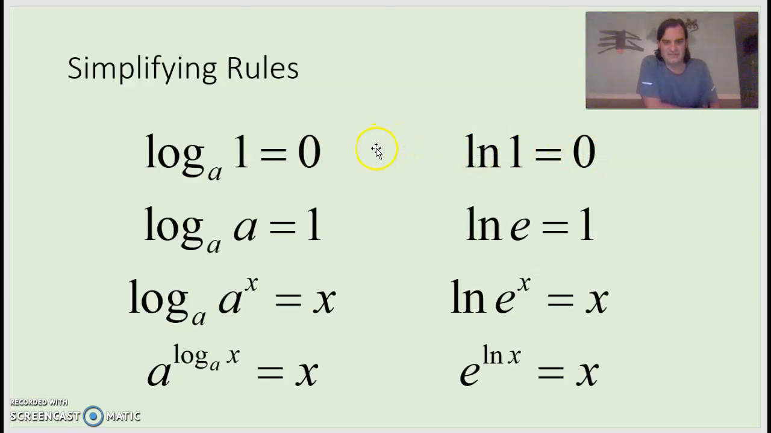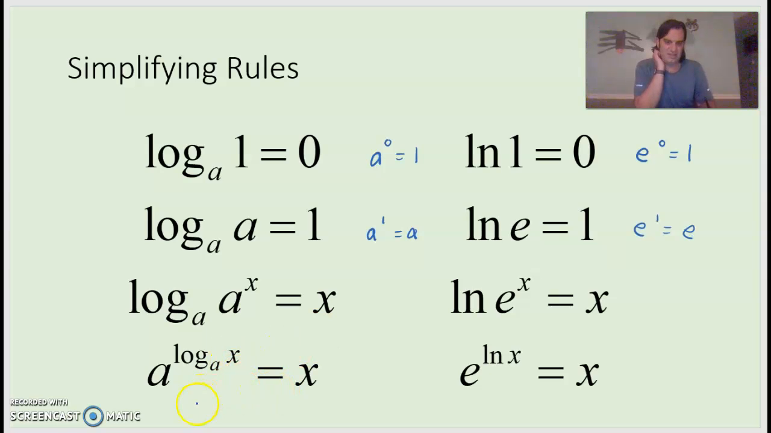So more or less, that first rule comes out of the fact that a to the 0 equals 1. That's where that rule comes from. The second row, log base a of a equals 1. So if I rewrote that, it would be a to the first equals a. That makes perfect sense. The equivalent would be natural log of e equals 1 because that's base e. So over here this is e to the 0 equals 1. I guess I'll go ahead and write these out. e to the 1 equals e.